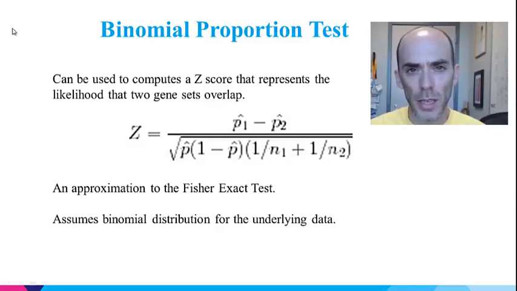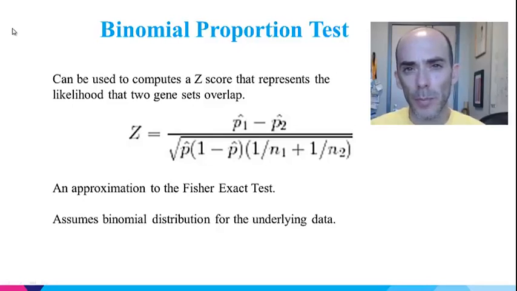And this test is an approximation of the Fisher exact test, which we're going to discuss in detail later on. What it does, if the proportions are large enough, is compute the z-score, or the probability of the two sets to overlap at a certain level. So you have the two set sizes, a contingency table problem. A contingency table usually has 4 entries.